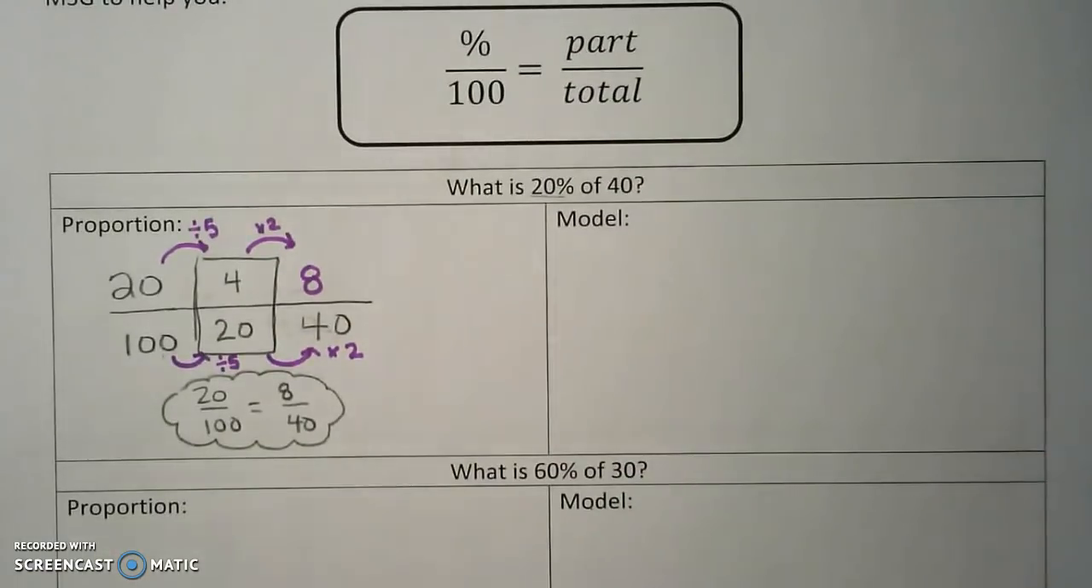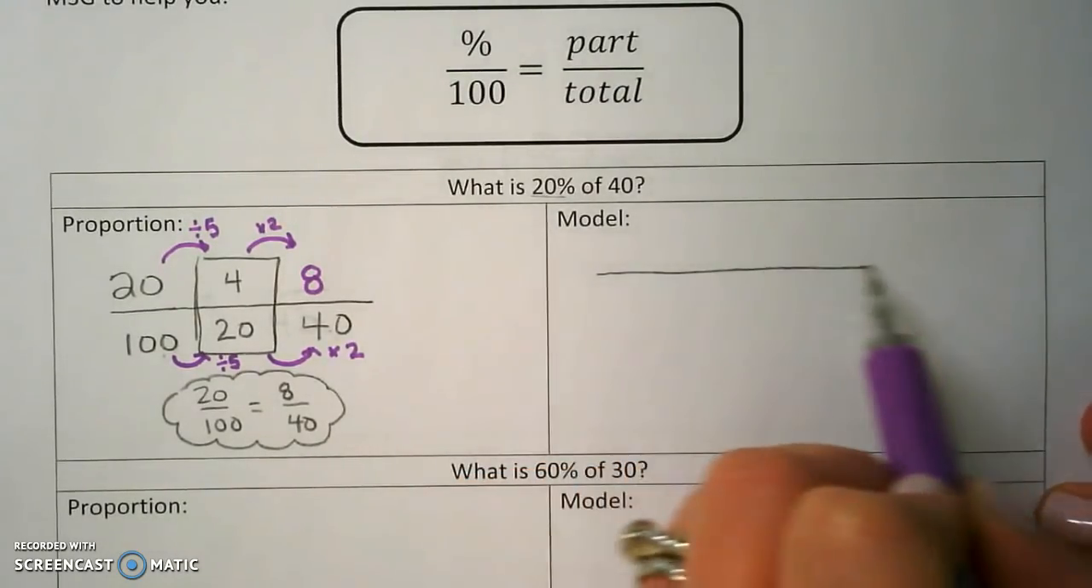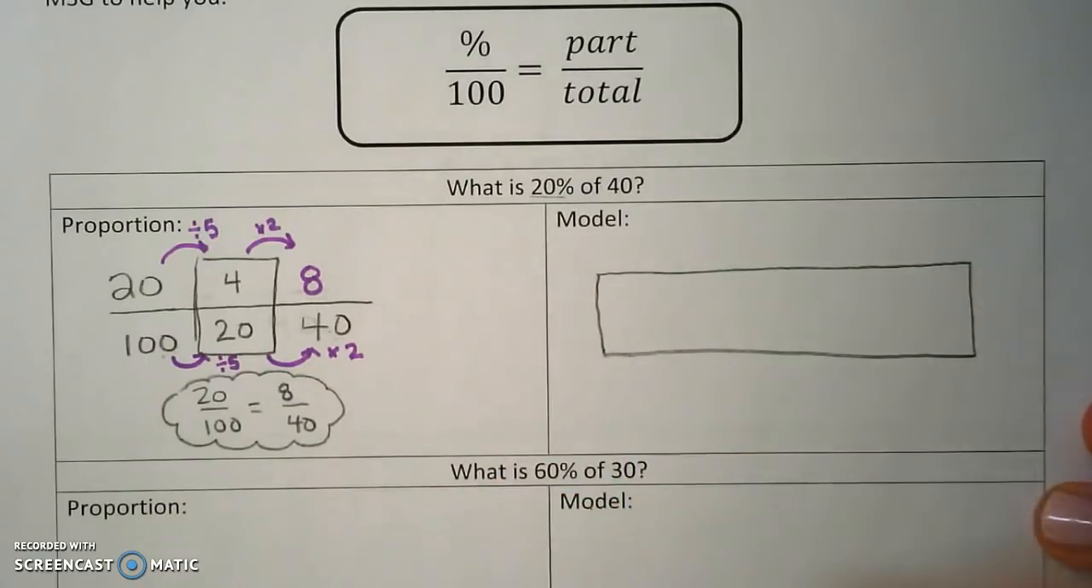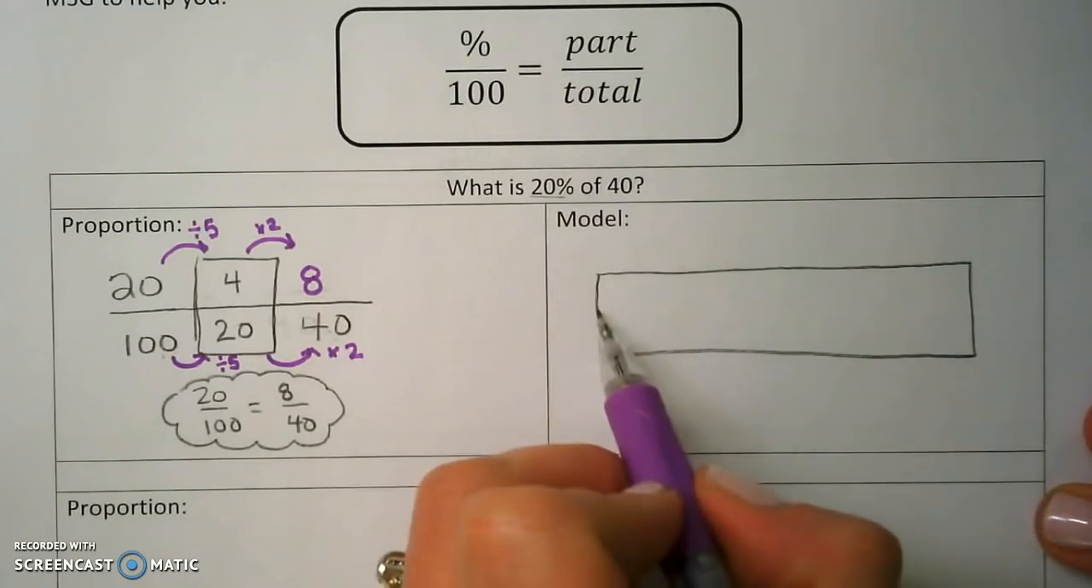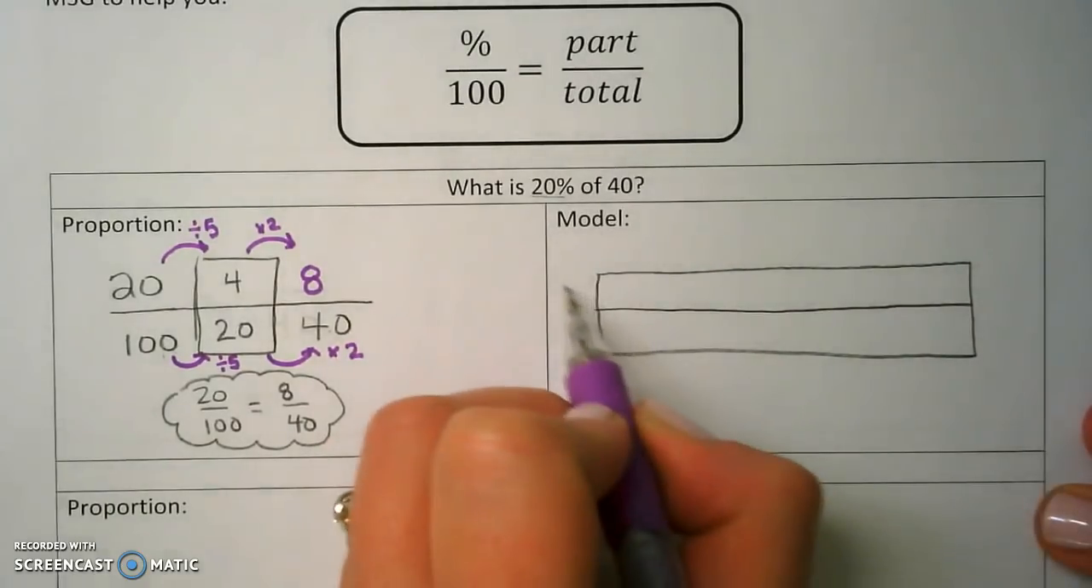Now, in your MSG, you have a couple different options for a model to use. So you can use the one that you like the best. But to be honest with you, the model I prefer, the one that works best for my math brain, is a tape diagram. So I'm going to draw my little tape diagram here.